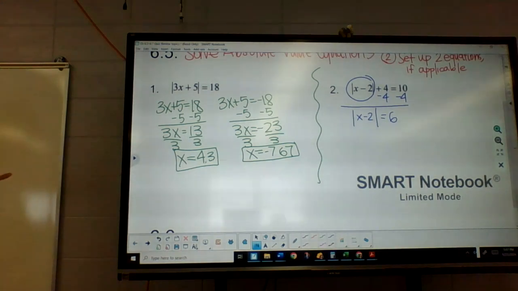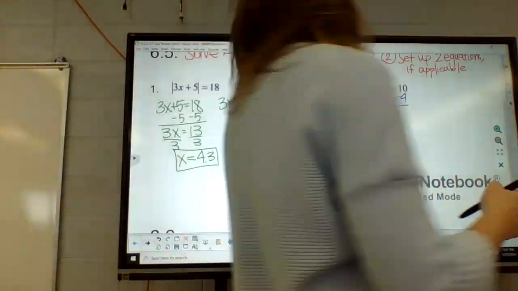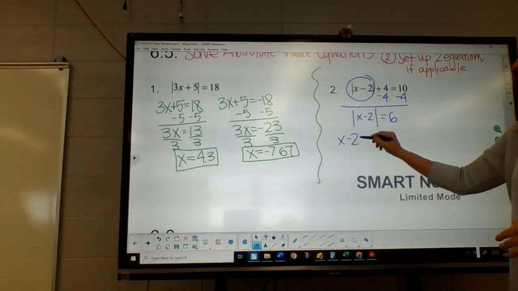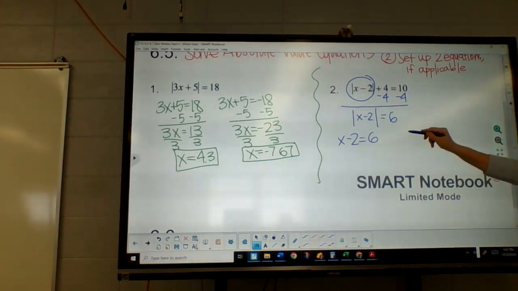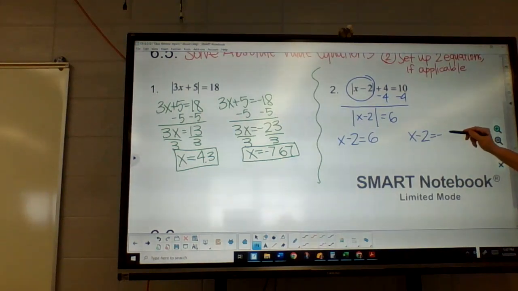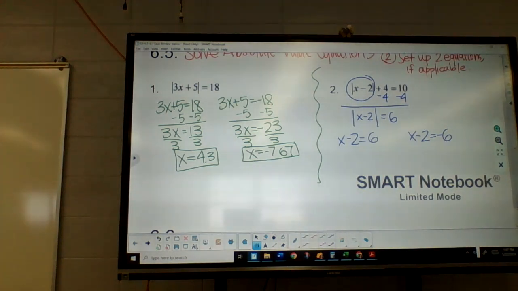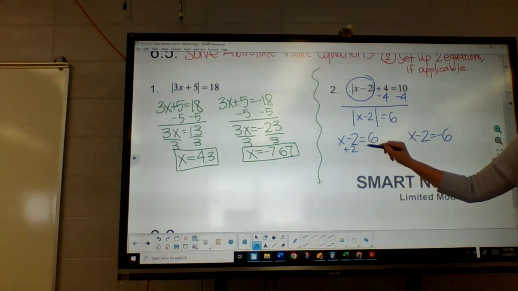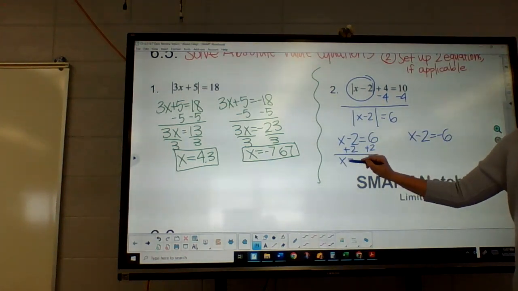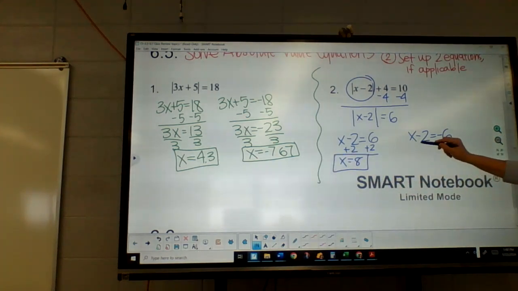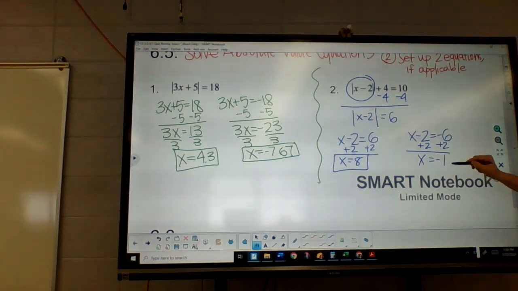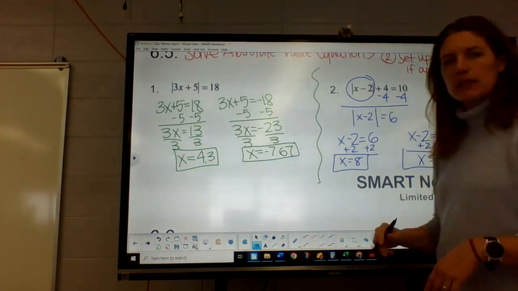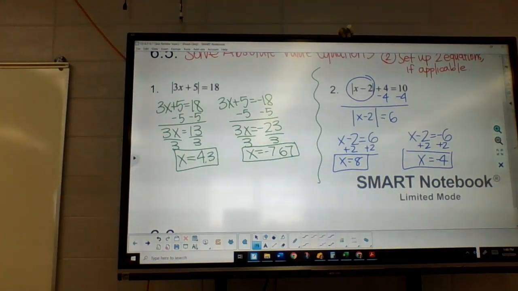This is the point where you want to do that. You don't want to do that initially, otherwise one of your answers is going to be wrong. So x minus 2 equals 6, and x minus 2 equals negative 6. There are two possibilities there. So we end up with x is 8, and here we get x is negative 4. So those are our two possibilities, and we want to include both of them.